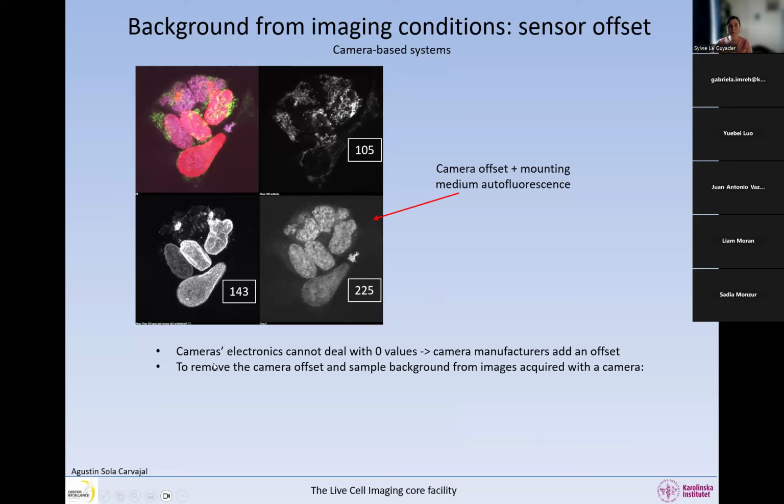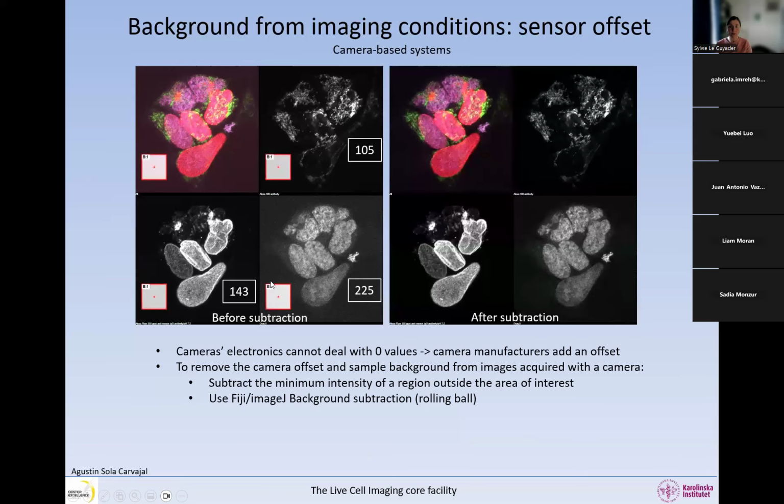So to remove the camera offset and sample background, all you need to do is some background subtraction. What you can do is subtract the minimum intensity of the region outside. So if we select the region outside like this and look at the minimum intensity, we subtract this value from every single pixel. We can do this in Fiji in this way. There are different ways, but that's quite easy. Once we have subtracted the background, you can see that we now have a better contrast because the background is very black. So it's also a more pleasing image. This is after subtraction of the background.